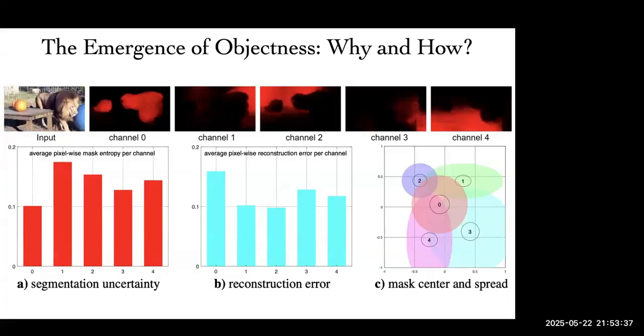So we try to analyze this image. You have these 5 channels of segmentation. How is channel 0 different from others? We look at the segmentation uncertainty. You can see the segmentation mask is relatively sharp in this channel compared to other fuzzy channels. And you can look at the reconstruction error. For that channel, the reconstruction error seemed to be large. Okay, this is reconstructing the next predicted frame.